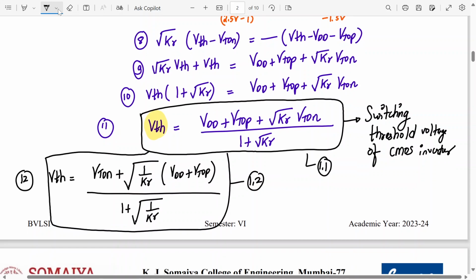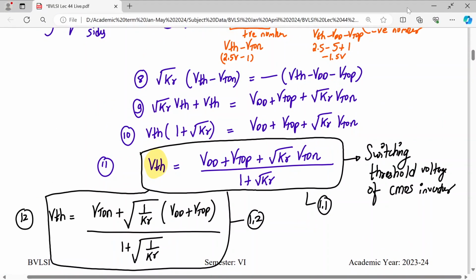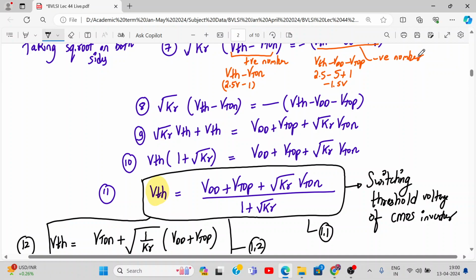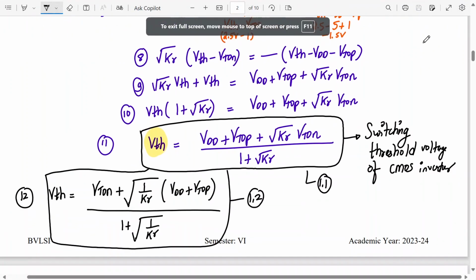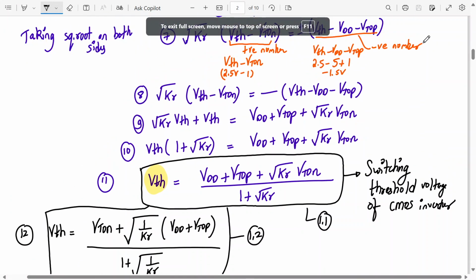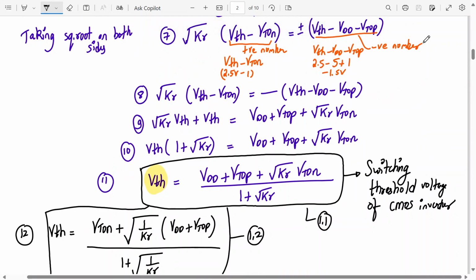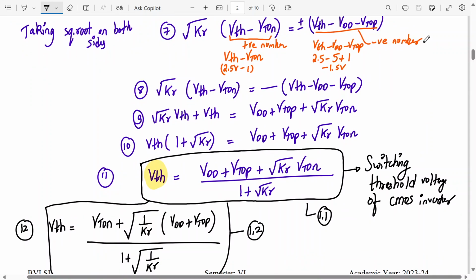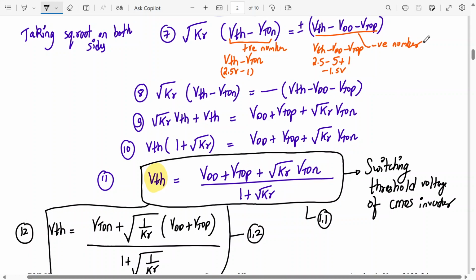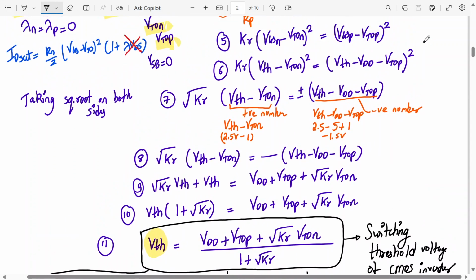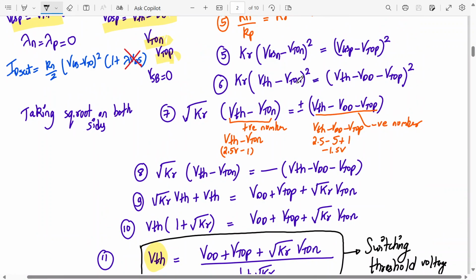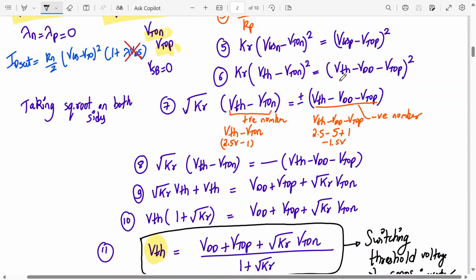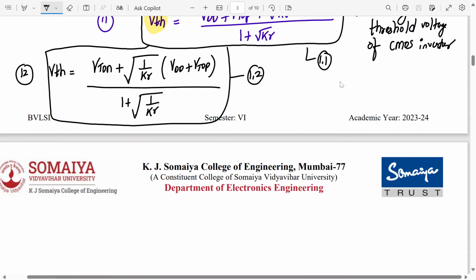Now one more term is also very, very important. Let me highlight this point. So if you go back to this equation, step number 6, let me rewrite that equation again. Step number 6 equation rewrite. I'll write it as point number 13.